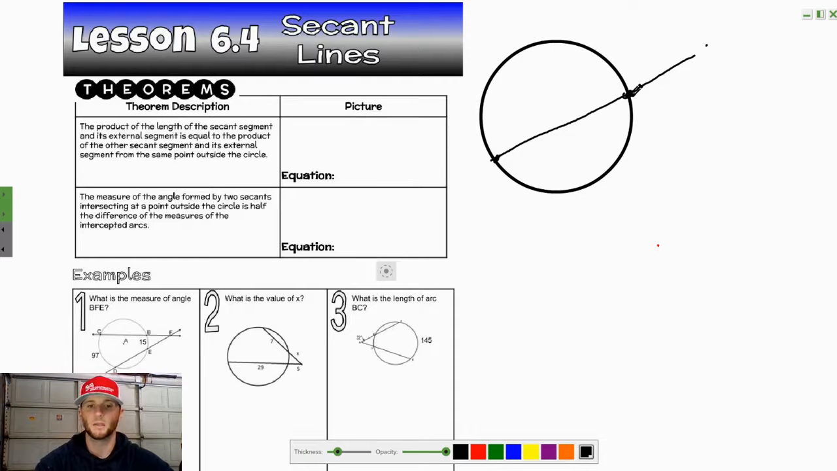And so we're going to take this and apply it to some examples, and it's going to help us solve some problems here in the future.